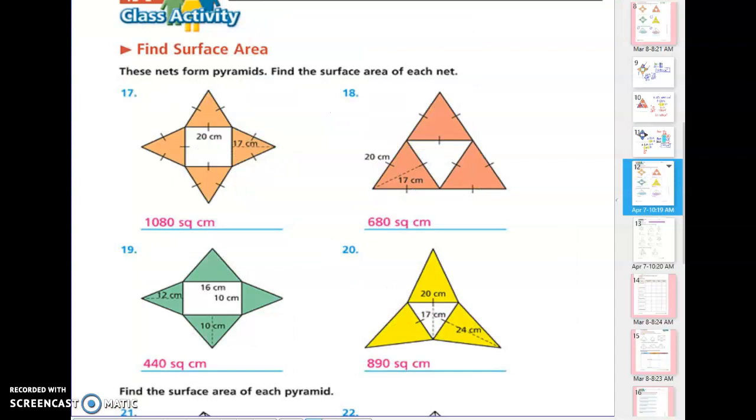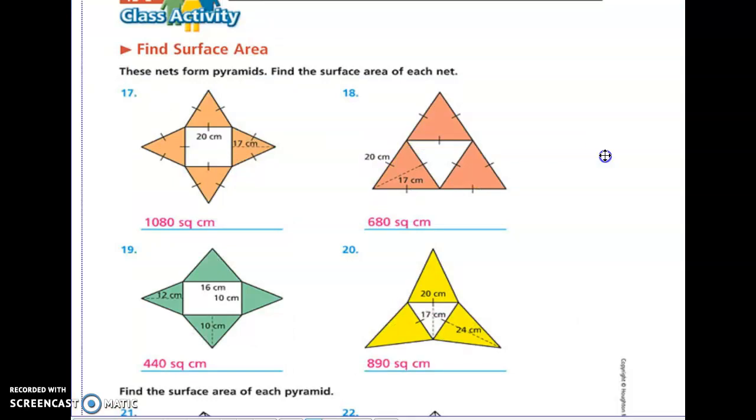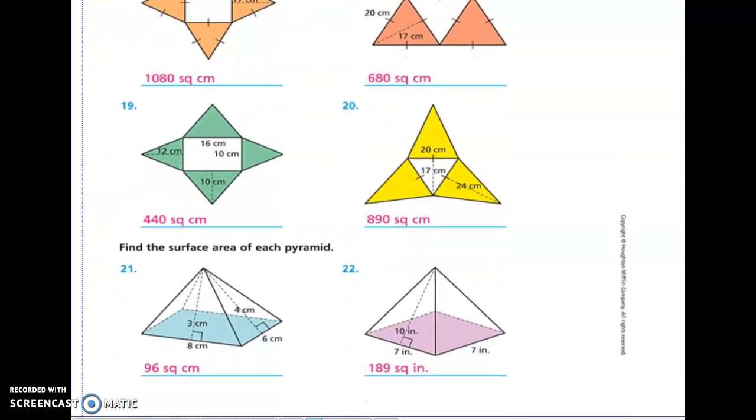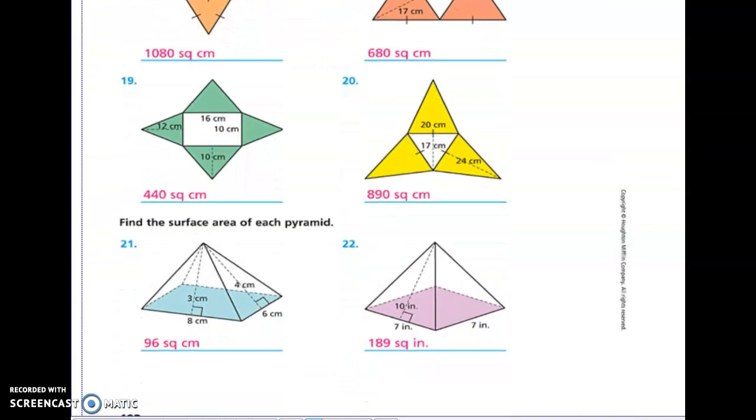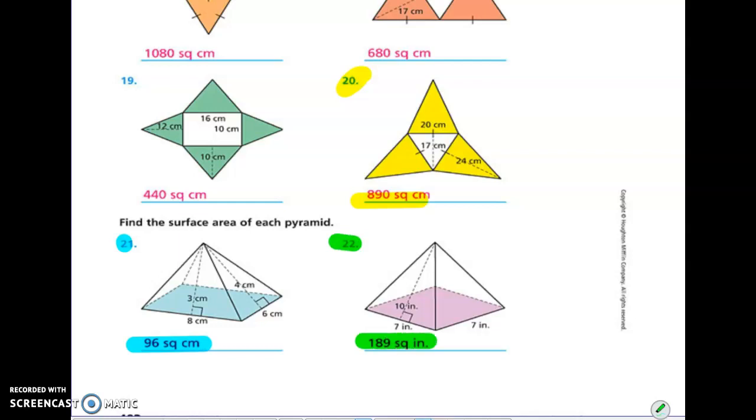Okay, and we are back right now. Here are the first 3 that we did already. Our next few right here, if you did number 20 had an answer of 890 square centimeters. If you did 21 just had an answer of 96 square centimeters. And if you did 22 had an area of 189 square centimeters.